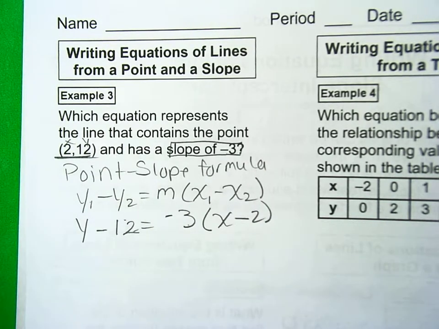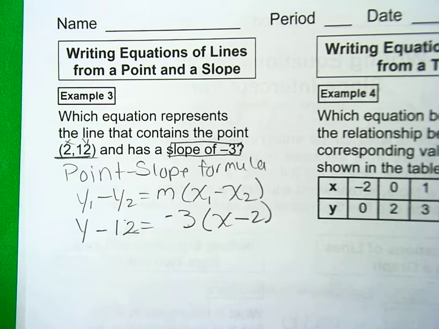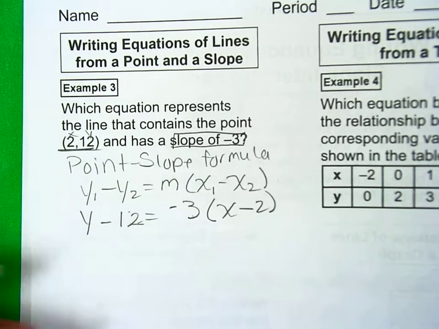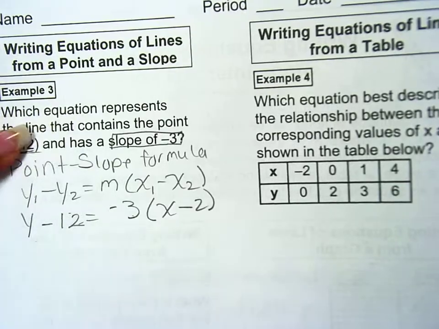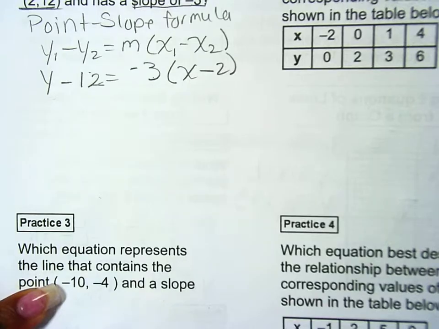You'd be like, well, what if they tell you to write it in slope-intercept form? Then I would solve for y, and I'll be done. Okay, cool. So the way I did example 3 is the way you would do practice 3.